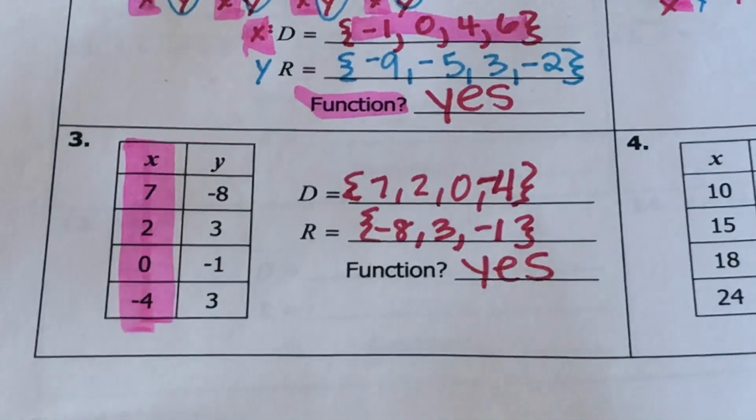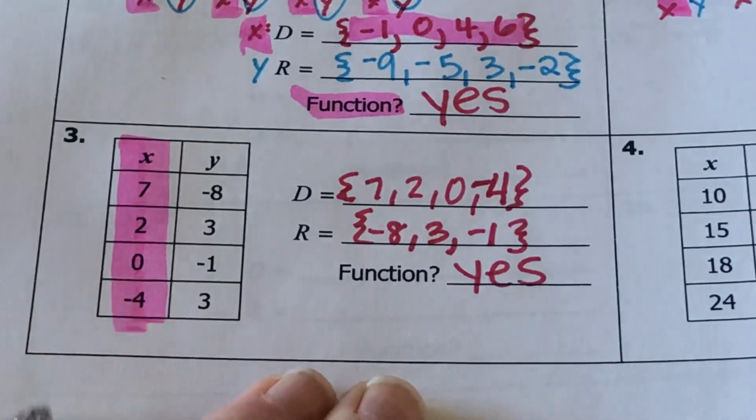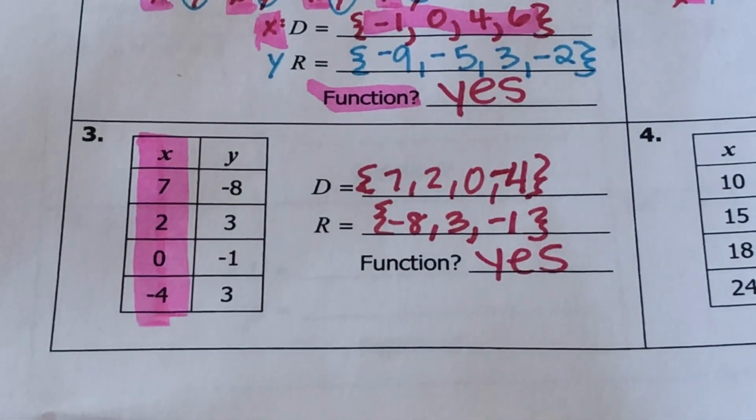Okay, and number 4 is the same way, so we're just going to skip it. And you could do that on your own if you want. And that's it for page 1, part 1.